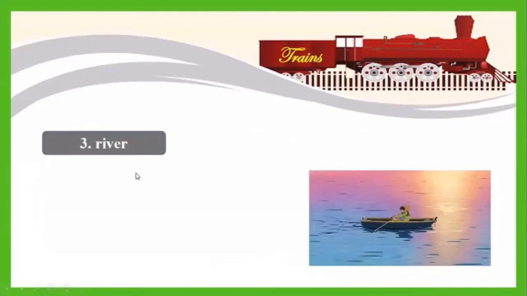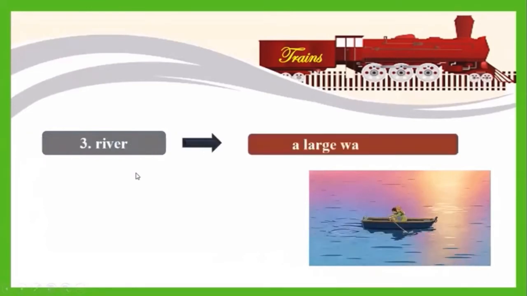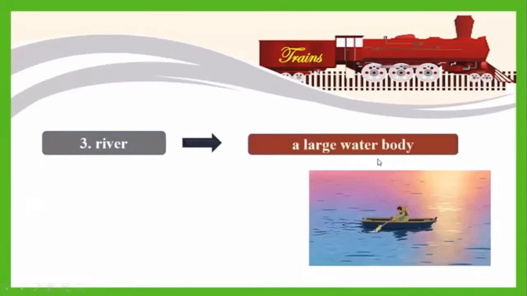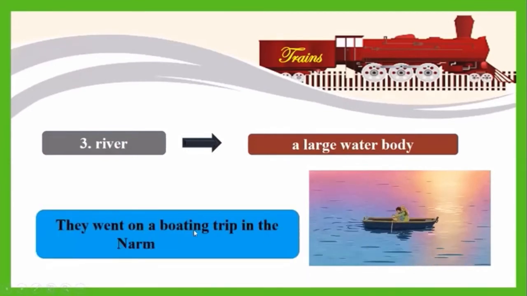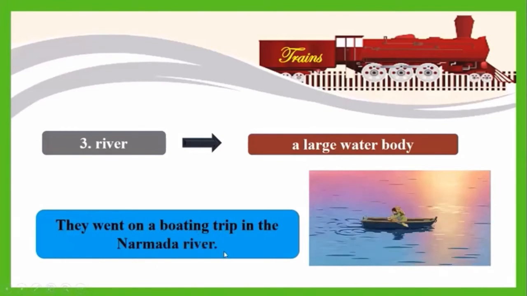Now the third word, river. It's a very familiar word for you. It's a large water body. The sentence you can make is? Yes, they went on a boating trip in the Narmada river. Narmada is the name of a river.